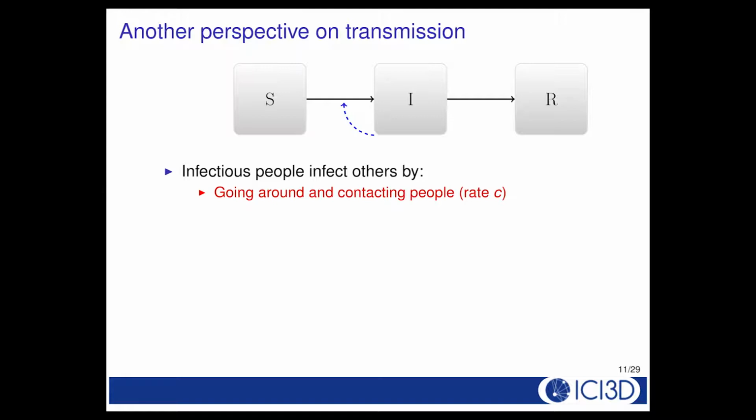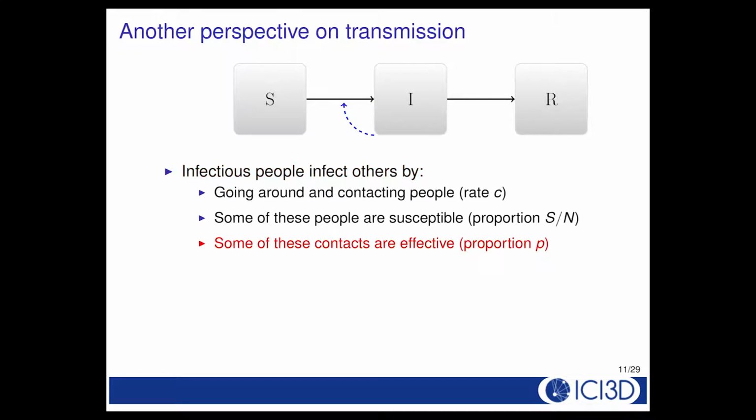Sorry. So infectious people go around contacting others at rate C. We're going to assume for now these rates are the same. Things get complicated if they're not. Some of these people are susceptible, and some proportion of these contacts are effective. It's exactly the same. And the interesting part is we get a per capita rate of infectious people infecting people, which is relevant to Steve's thing. But we can also scale that up to the population.